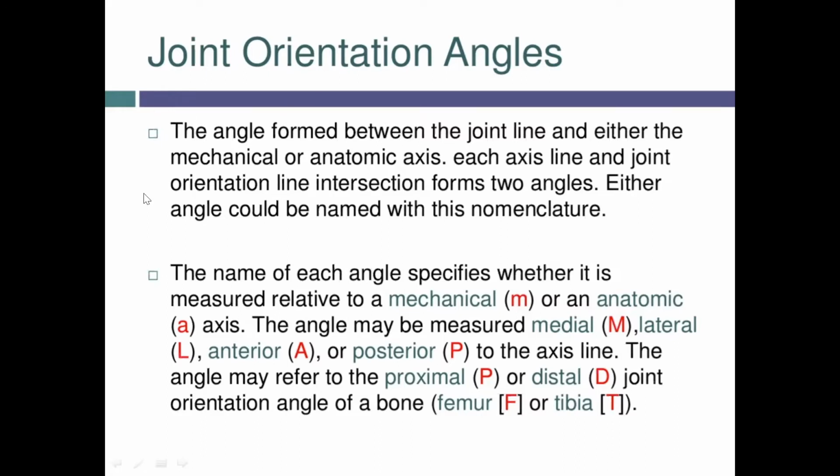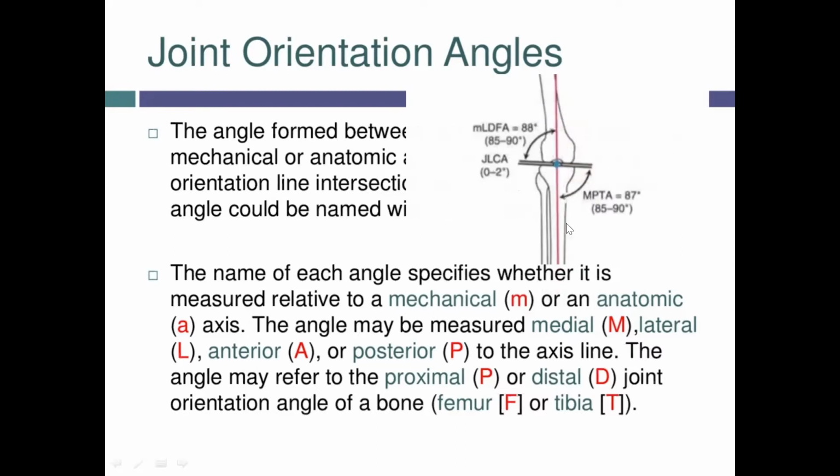So usually many times we see a lot of nomenclature, and you find it very confusing. I've taken all this reference from the Paley book, and the name of each angle specifies whether it is measured from the mechanical or the anatomical axis. The angle may be measured from the medial or lateral position of the axis of the limb. The angle may refer to the proximal or distal orientation of the bone. Either F refers to femur or T to tibia. Let's see one example.